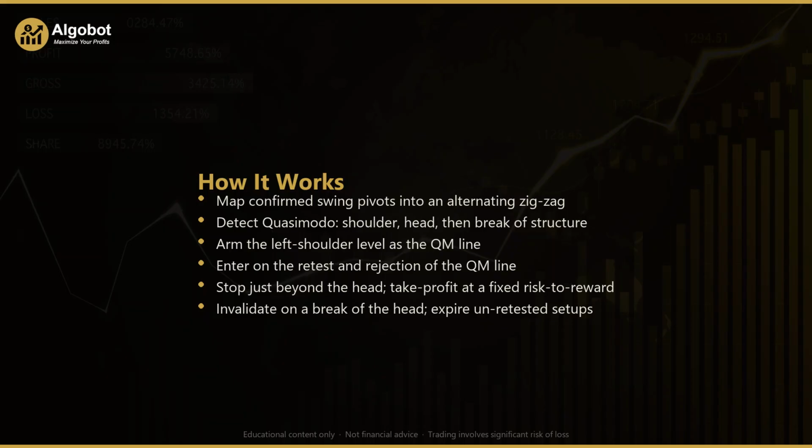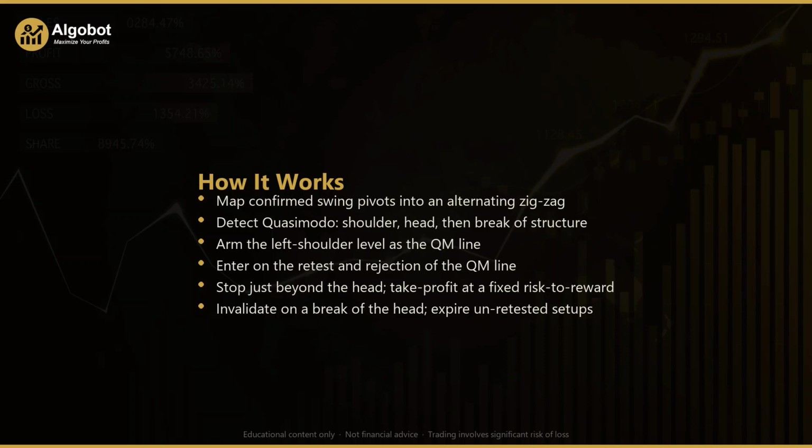The first job of the strategy is to map market structure. On every newly closed bar, it checks whether a bar a few candles back was a genuine swing pivot, a high that stands above its neighbors on both sides, or a low that sits below them. The number of neighboring bars it compares is set by the SwingLookback parameter. These confirmed pivots are then folded into an alternating zigzag of highs and lows, so the strategy always carries a clean skeleton of the market structure.